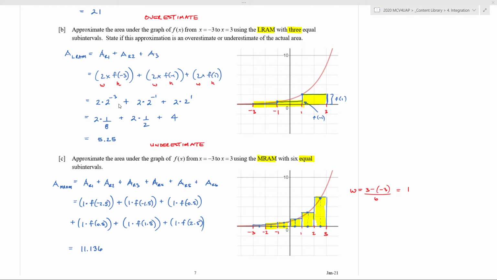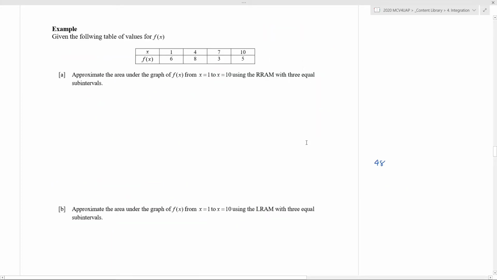Okay, so there we've used the midpoint of each partition, of each rectangle, to form the height. And that's it. That's the 3 rectangular methods. That's how they work. The next example. So I've got several examples here. The next example doesn't give us a graph, doesn't give us a function, but gives us a table of values. And it asks us to do RRAM, a right rectangular approximation, and then you're being asked to do a left rectangular approximation for this example.